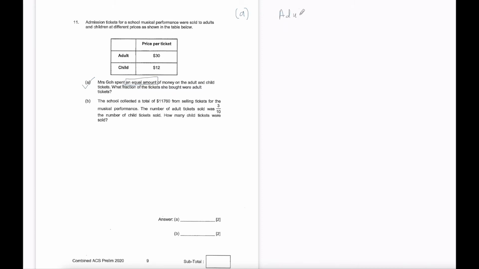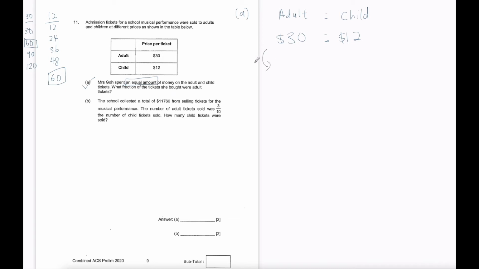So adult is to child, $30 is to $12, right? So how do I make it equal? I need their multiples. So at the side, you can write down the multiples. Just list down the multiples. So 30, 60, 90, 120. Then you do here 12, 24, 36, 48, and 60. And there we have it. The smallest common multiple is 60.